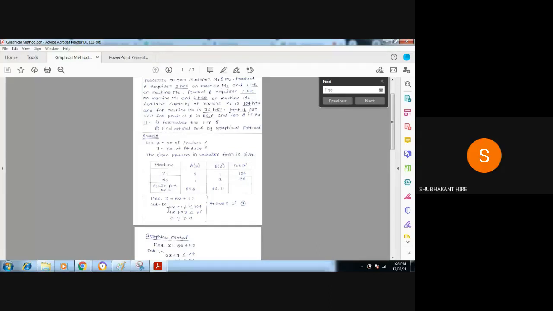X is 24, Y is 16. You can write these values somewhere. X is 24 and Y is 16.